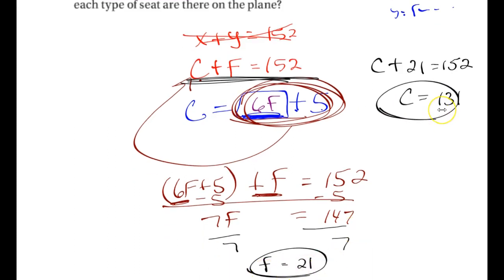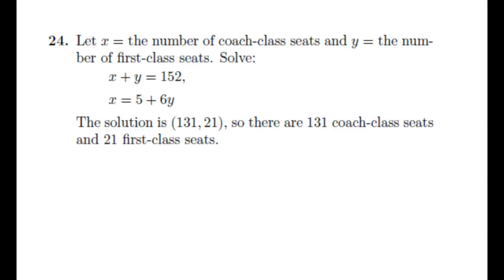F equals 21, C equals 131, because if you were to write it as an ordered pair, I'm not sure if the number of seats for 131 is the coach or if 131 is the first class. You could always just write it out, and then I'd be convinced that you understand. But again, instead of just putting an ordered pair, I would probably label your answer.